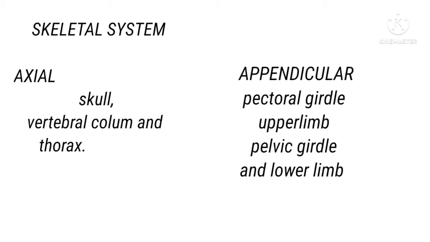Let's see what these things are. We know the parts of the axial skeleton: the skull, that is the bone of our head; the vertebral column, that is the backbone; and the thorax, that is the chest region, which consists of the thoracic bones like the ribs and the sternum.